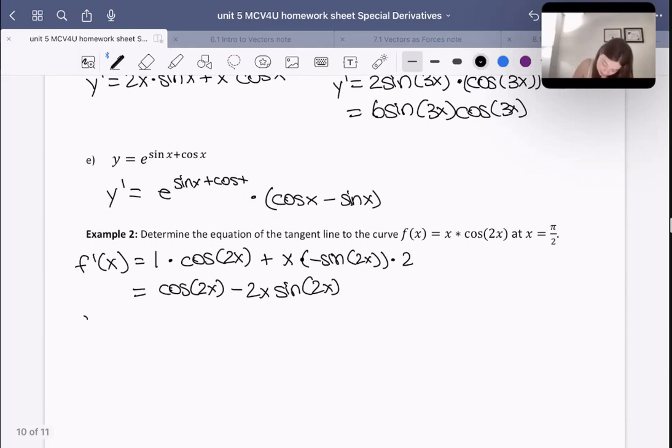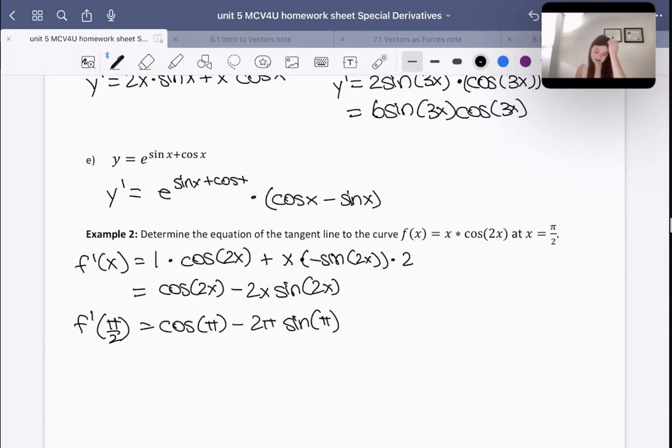All right, and now I'm going to plug in my pi over 2 value. So this is going to be cos pi minus 2 pi sine pi. So let's think, well, what's cosine of pi? If we think about just our parent function trigonometric graph, we'll recall that cos of pi, right, pi is right in the middle here, is negative 1. And what about sine of pi? Well, it goes like this, so it's 0. So it's negative 1 minus 0, which is just negative 1.